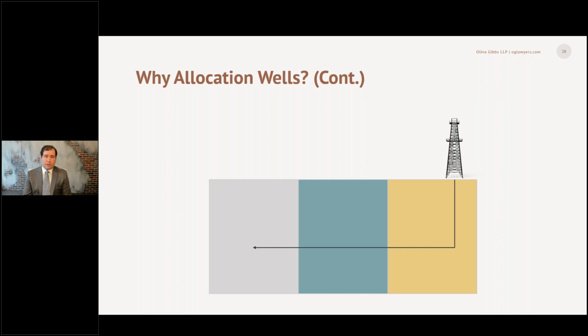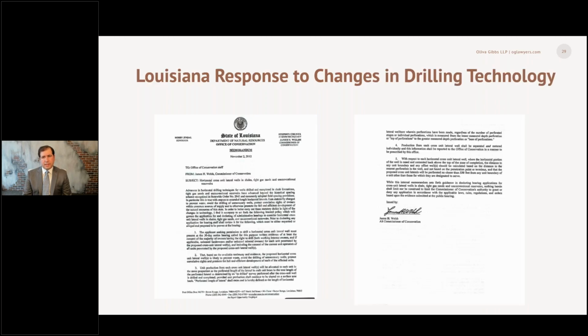Also, we touched on the Rule 37 exception, those setback lines. You're able to recover all the oil and gas within those setbacks as well. Under the old vertical drilling, those may have been unrecoverable, or even before allocation wells, all of that acreage would have been unrecoverable without the advancement in horizontal drilling and allocation wells. So that's Texas's response to drilling longer laterals and horizontal drilling. So what is Louisiana's response?